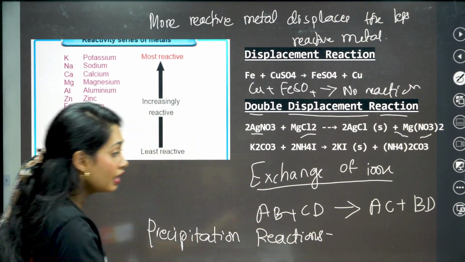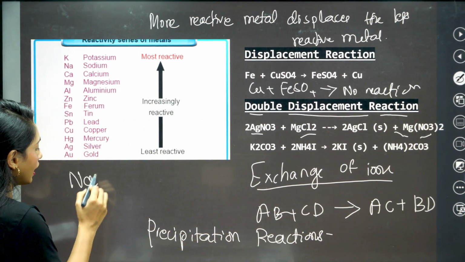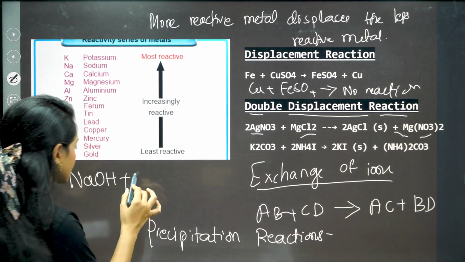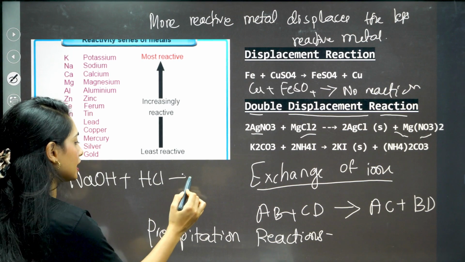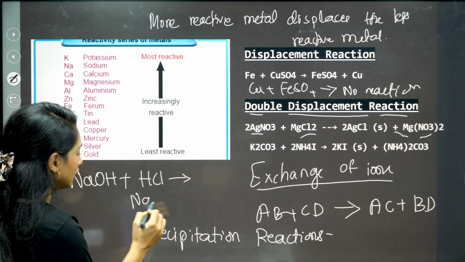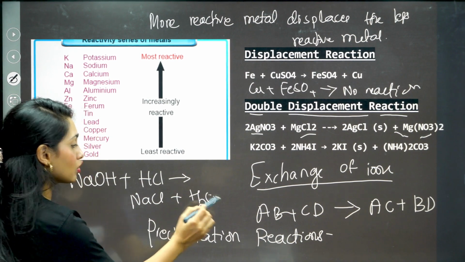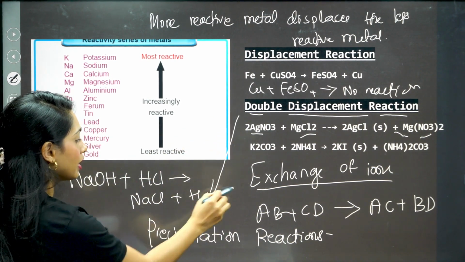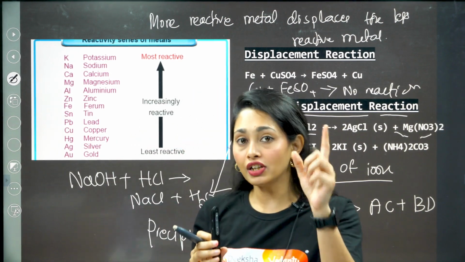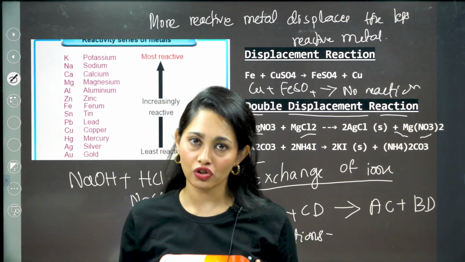In the second chapter, you are going to discuss that NaOH is going to react with HCl. This is a neutralization reaction to give NaCl and H2O. See here, this is also a double displacement reaction, but there is no production of precipitate. So not all the double displacement reactions are precipitation reactions.